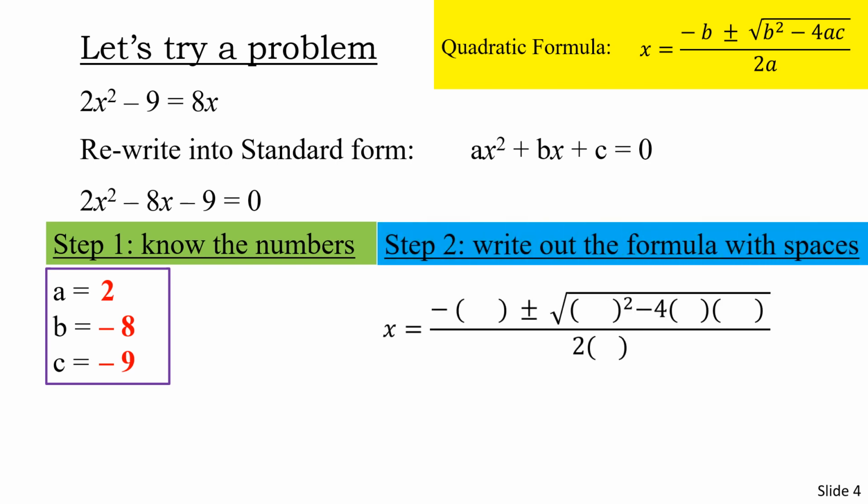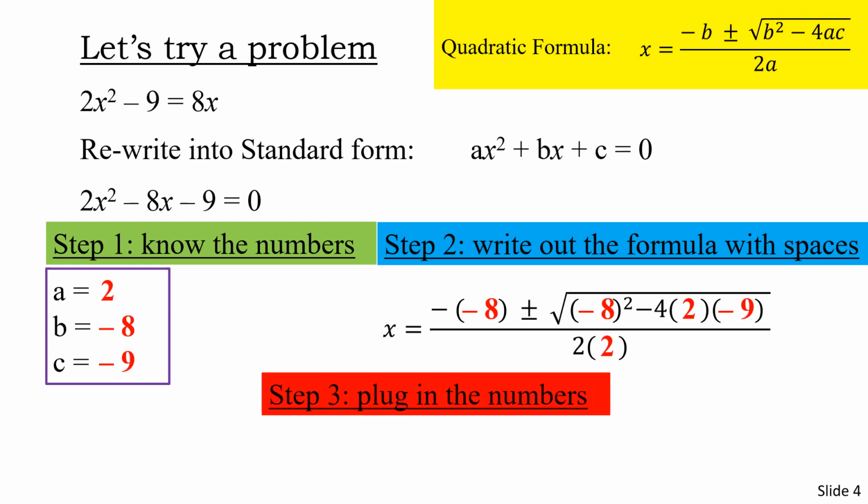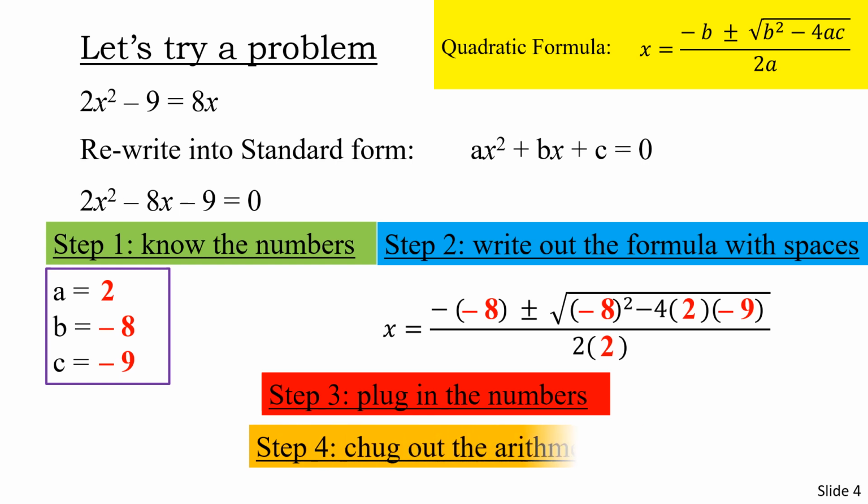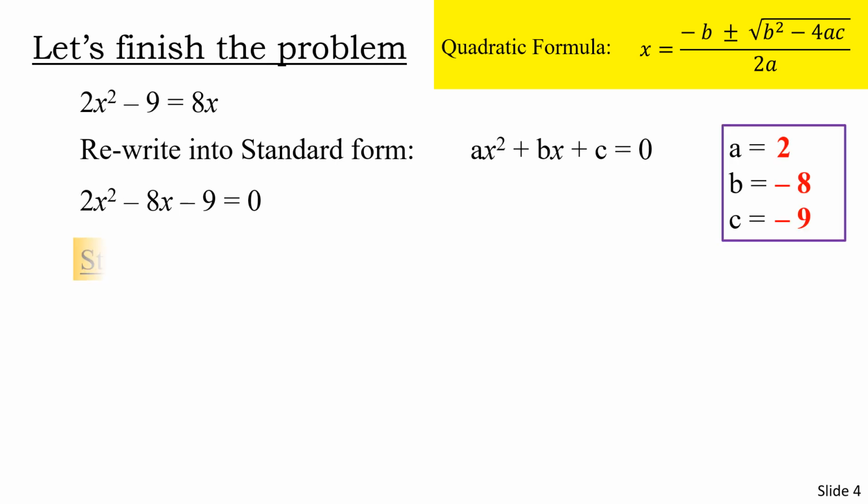Write out the formula with spaces. Plug in the numbers. a is 2, b is negative 8, c is negative 9. And now it's arithmetic. So we just plugged in the numbers. And now we get to check out the arithmetic. I'll do that on a different screen.